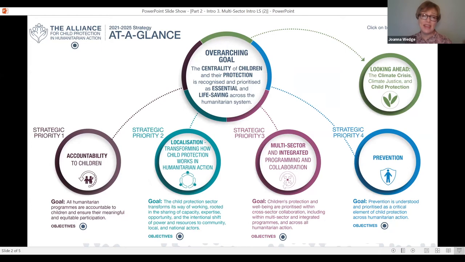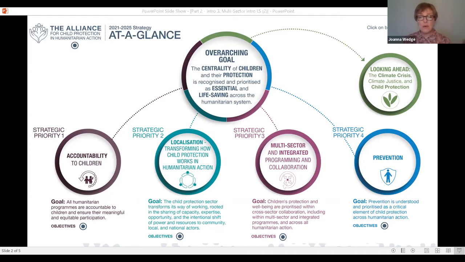So within this, we have the goal that children's protection and well-being are prioritized within cross-sector collaboration, including within multi-sector and integrated programs and across all of humanitarian action. So we have a number of interesting pieces already on the go within the Alliance, within Alliance members, that are going to be feeding immediately into this priority.